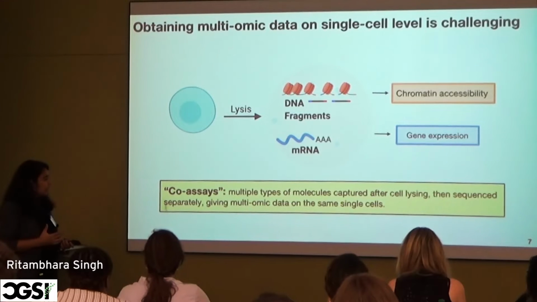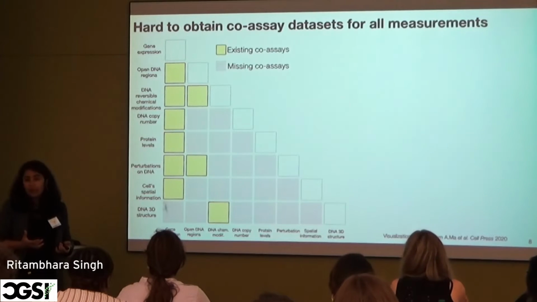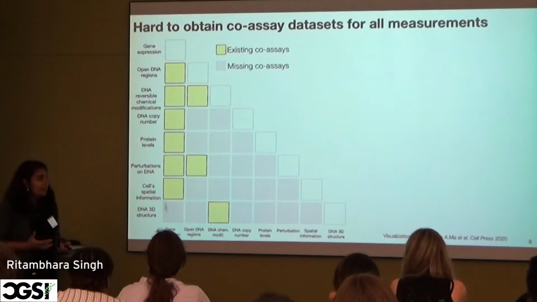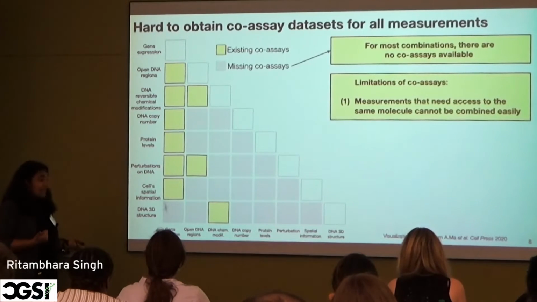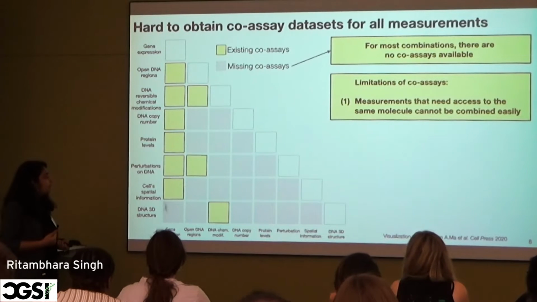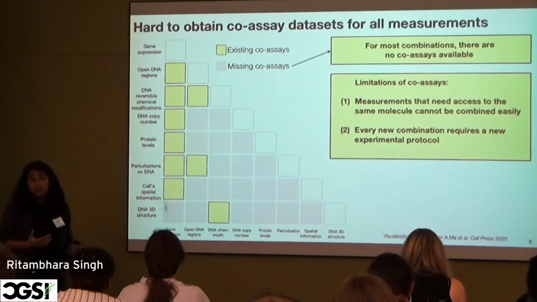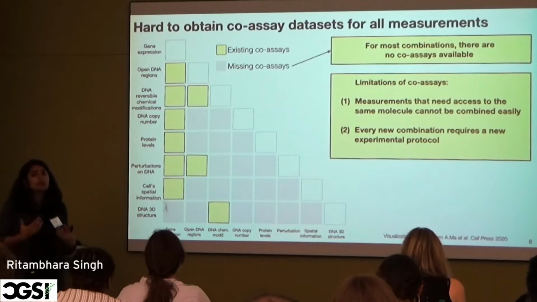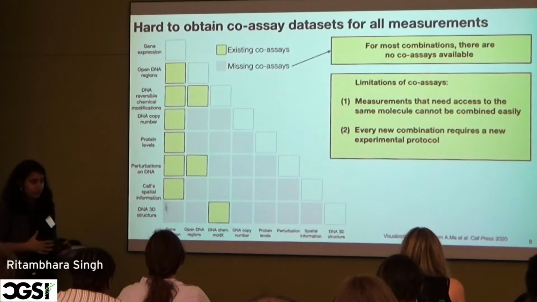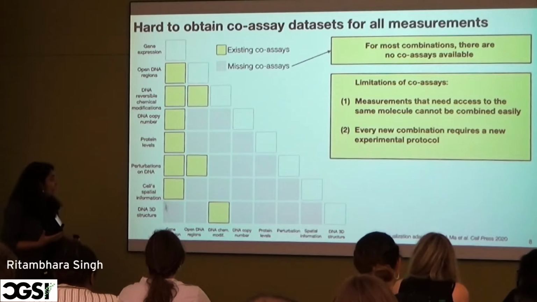While this may solve some of the multi-omic study related challenge, it turns out that there aren't that many Coassay data sets to begin with, and that's mostly because A, a lot of measurements require access to the same molecule, which is very hard to do at single cell level, and B, that if you were to study any new combination of modalities in the single cell, you would have to develop a new protocol, which is not only difficult, but these protocols tend to be very expensive.